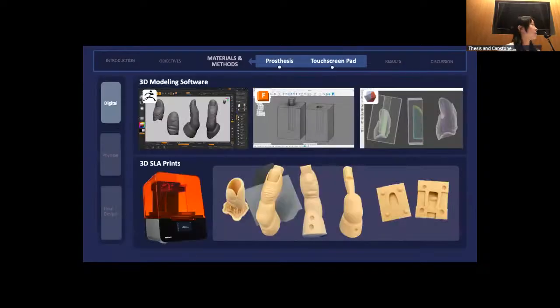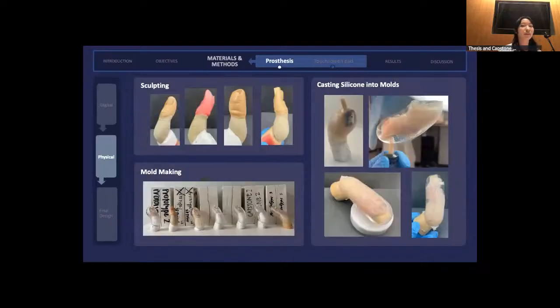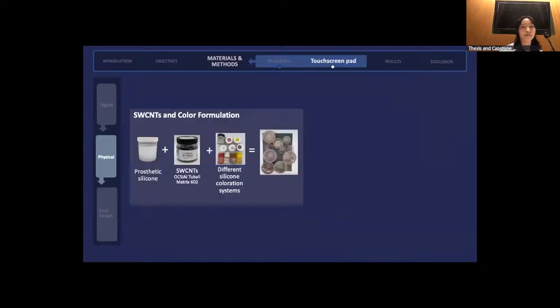For the digital fabrication, I used ZBrush, Fusion 360, and Meshmixer, which are all 3D modeling softwares, to create 3D prints of the prosthetic prototypes and mold pieces. Then, for the physical fabrication of the non-conductive prosthesis, this involves sculpting the prototypes, lots of mold making, and casting. Then, to create the conductive touchscreen pad, we mixed batches of silicone at increasing percentages of the single-wall carbon nanotubes to identify the lowest amount needed for touchscreen function.